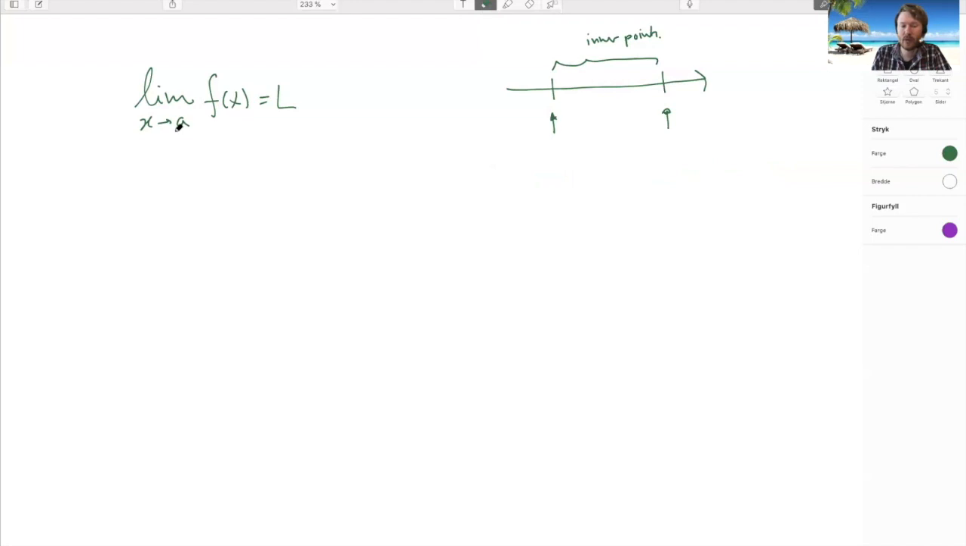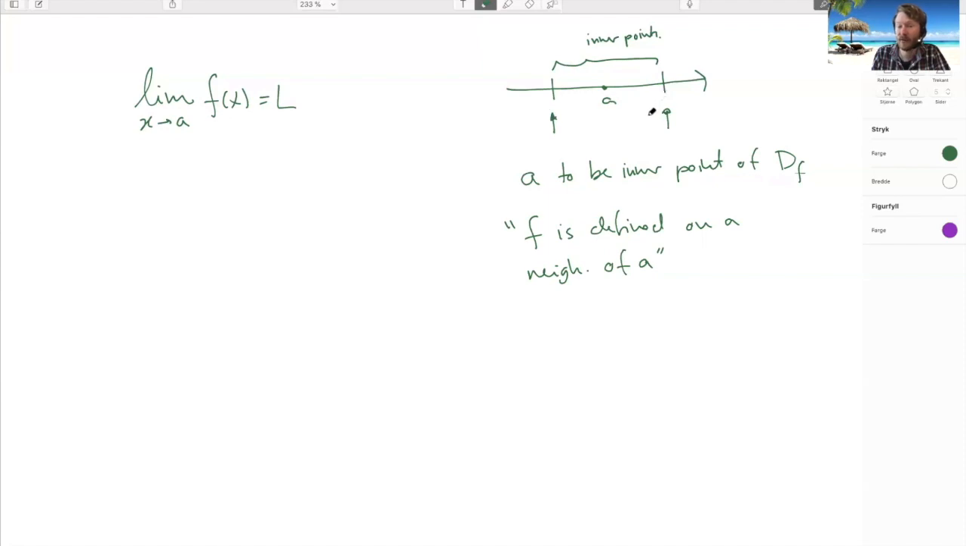So naively, what we would want in order to consider this expression is for a to be an inner point of the domain of f. Now, another way of formulating this is to say that f is defined on a neighborhood of a. This sounds a bit weird maybe, but it really just means that f is defined at a and then at least on some interval stretching out to the left and to the right from a. So if a is here and we have a little bit of wiggle room here and here, then f is defined on a neighborhood.